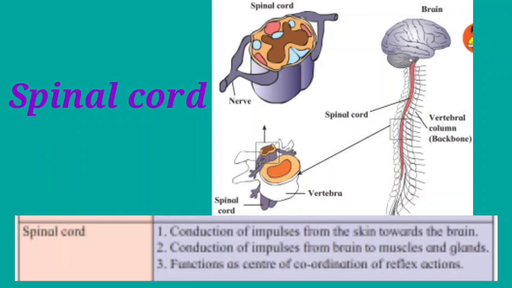Suppose you are doing the contraction and relaxation of your arm muscles, just showing your muscles like this. At that time the contraction is done, the message is given by the brain to the muscles and the muscles contract. And the next one is function as a center of coordination of reflex action. Reflex action is the sudden action which your body does, and that is because of your central nervous system, and the spinal cord helps in bringing about the reflex action of your body parts.